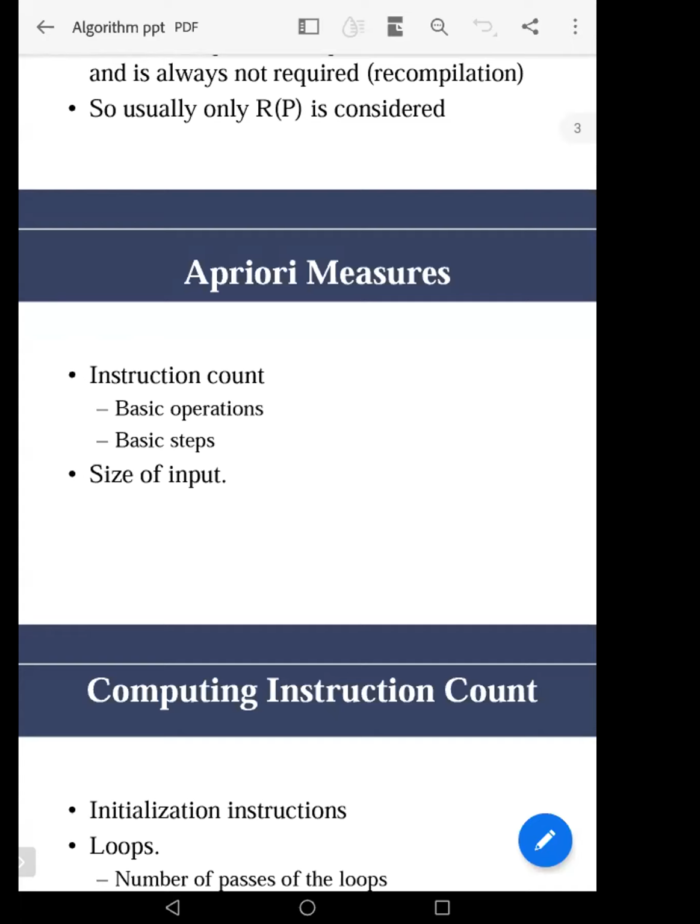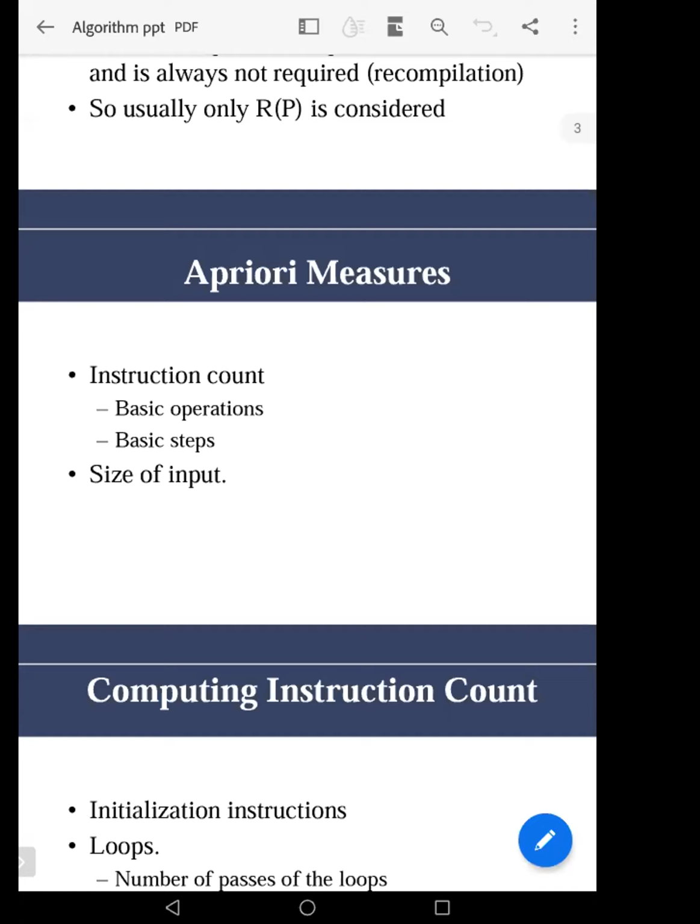Another basic operation is indexing of an array, that is also a basic operation. Calling a function and returning a value from a function, these are all basic operations. Those are required in order to determine the running time. Understanding the basic operations is very important.